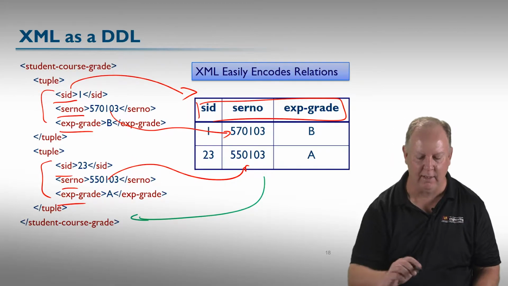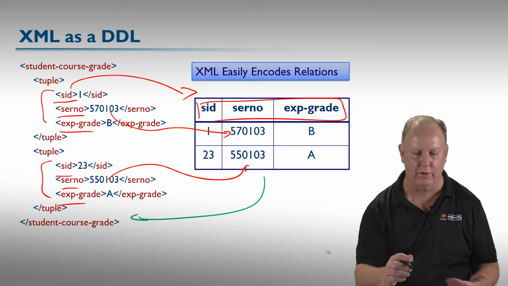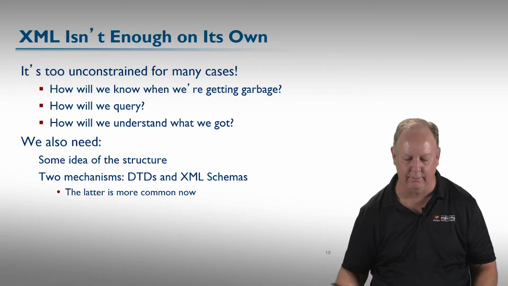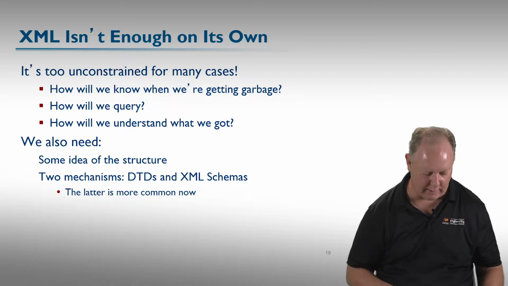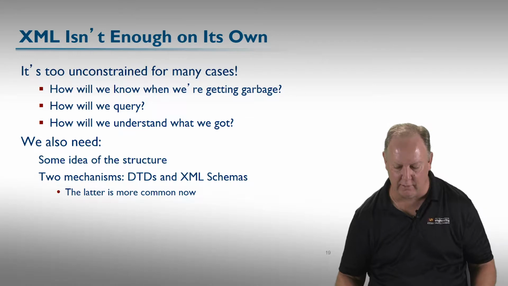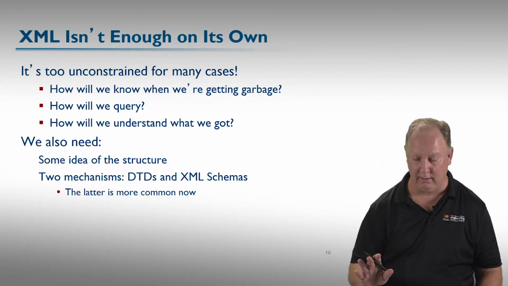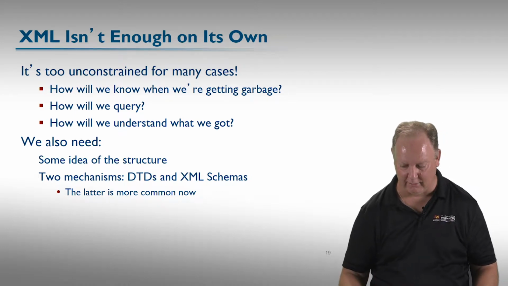Again, this one didn't have any declaration of any kind of grammar, if you will, that tells us what the structure is. We're inferring it by looking at the tags. So we need an idea of the structure, and in XML there are basically two mechanisms for that. One's called a document type definition, or DTD, and the other is an XML schema. XML schemas are far more common now. DTDs are pretty much a legacy. You'll still find them around in some places.